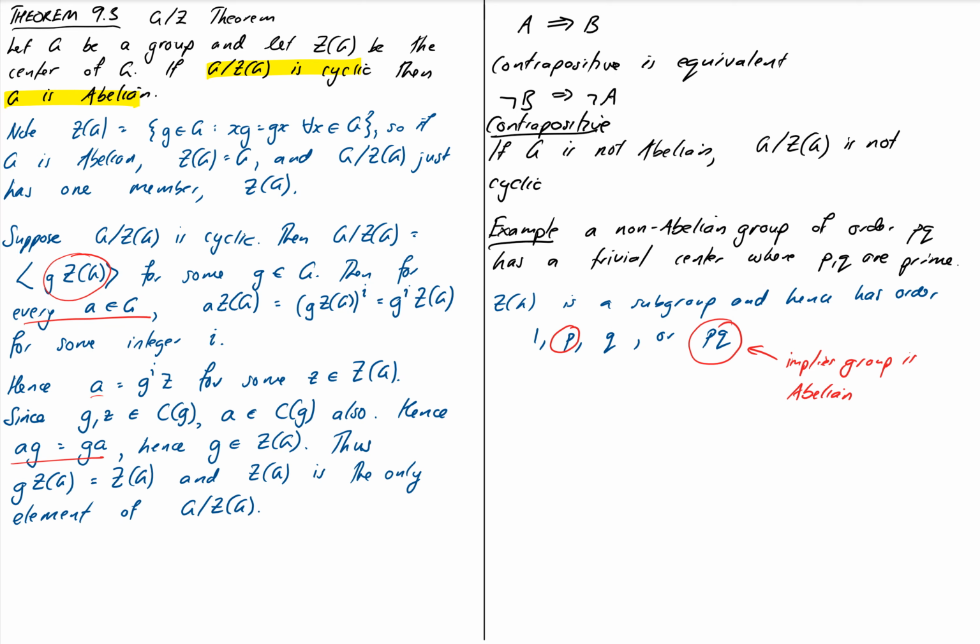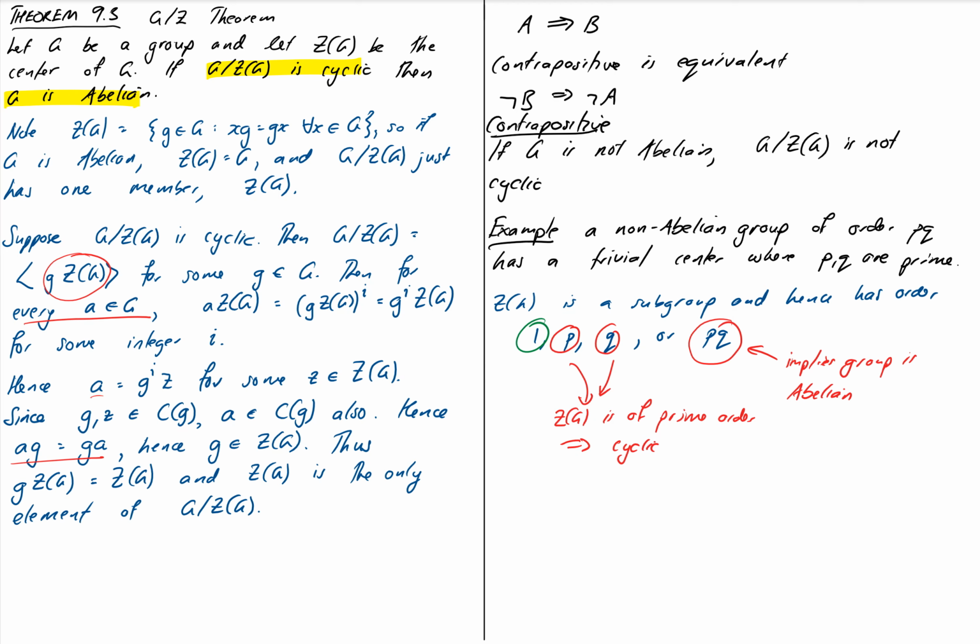Similarly, if the center is of order P or Q, that implies Z of G is of prime order, and we know that groups of prime order are cyclic. Okay, and therefore the only possible order left is 1. So our center must have order 1, and trivial just means the center is just the identity. And so the center of a non-abelian group of order PQ must be trivial, because otherwise we get a cyclic center or an abelian group.